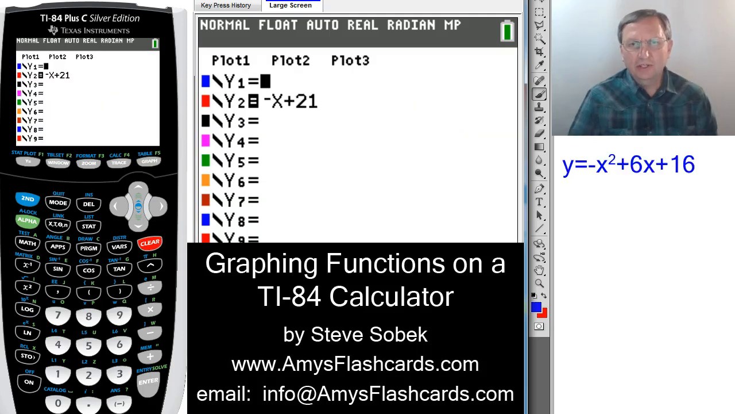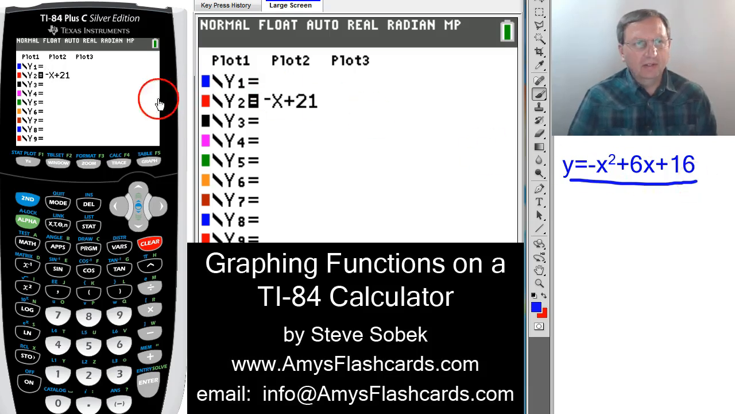Okay, for our third example, suppose we would like to graph this quadratic function. This is a second-degree polynomial function. Now, over here in the y equal to, if you hit your y equal to button, we need to show you how to get rid of the previous functions. I got rid of y sub 1 already, but I left y sub 2 here so I could show you how to get rid of that.